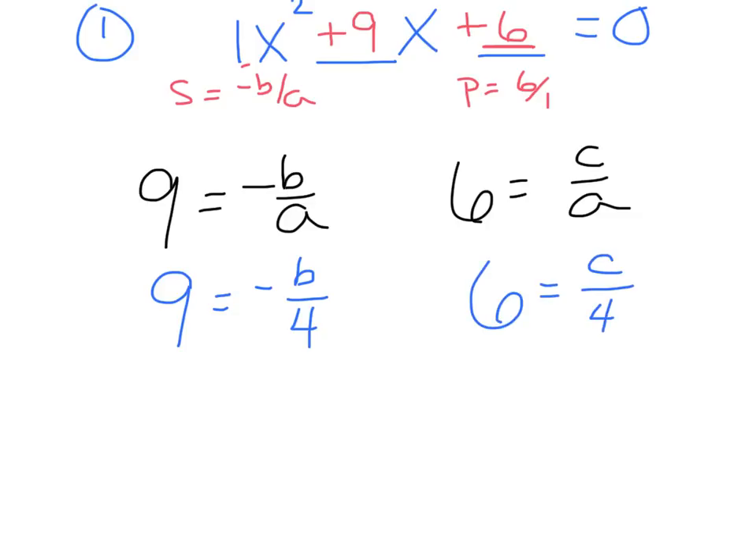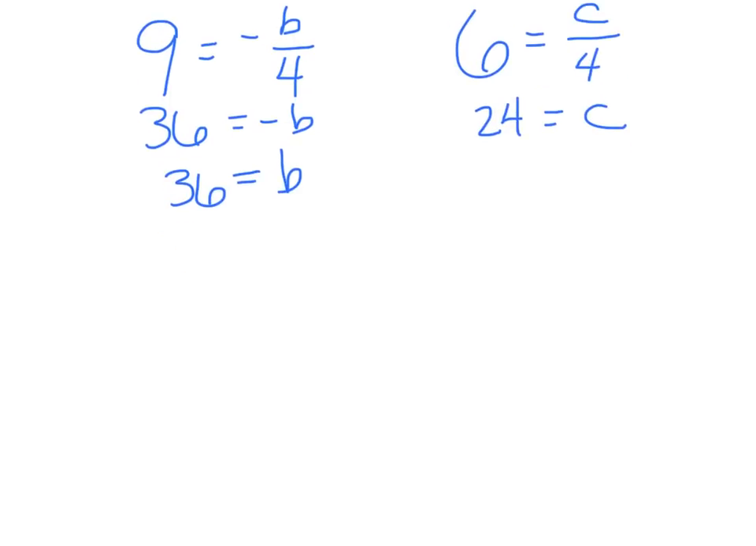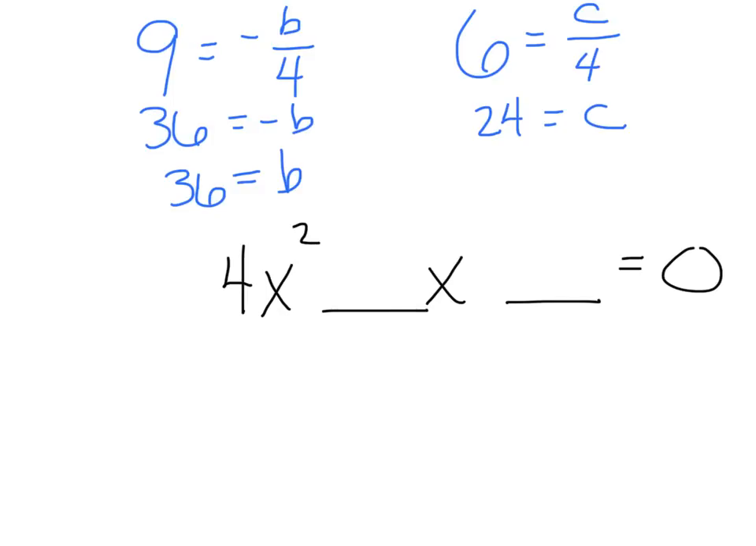Now resolve for your b and c. 9 times 4 is 36, equals negative b, so b is going to equal 36. And that's 24 is equal to c. Okay, and again, I'll just rewrite my quadratic equation. This time, though, it's going to start with a 4x squared. Okay, plus something x plus something c equals 0. Notice I have this equals 0 every time. Okay, now, if the sum we said was negative 9, what number would I put here? Positive or negative 36?